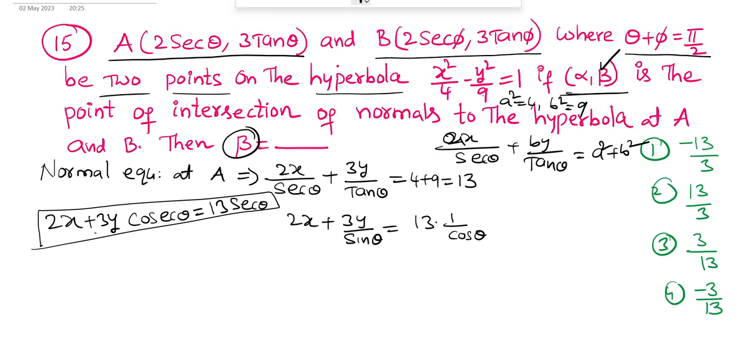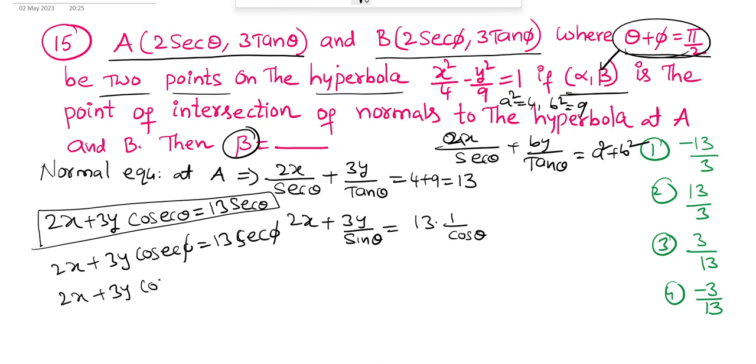Similarly, the normal equation at B is 2x plus 3y cosec phi is equal to 13 sec phi. Here it is given theta plus phi is equal to pi by 2. From this, phi is equal to pi by 2 minus theta. Substituting on that, 2x plus 3y cosec (pi by 2 minus theta) is equal to 13 into sec (pi by 2 minus theta).